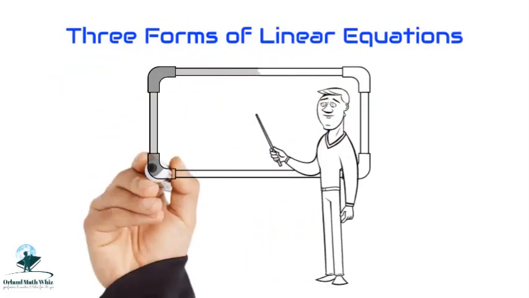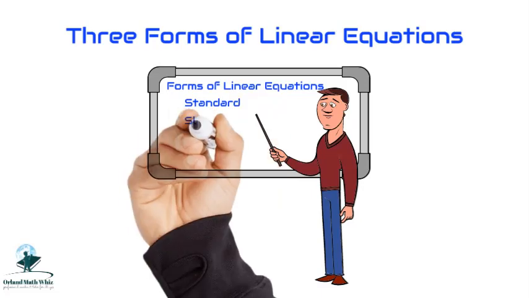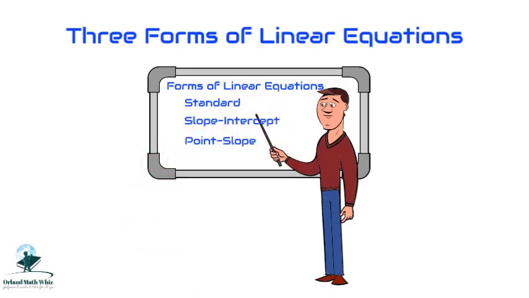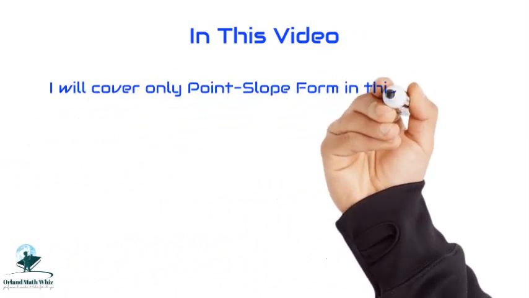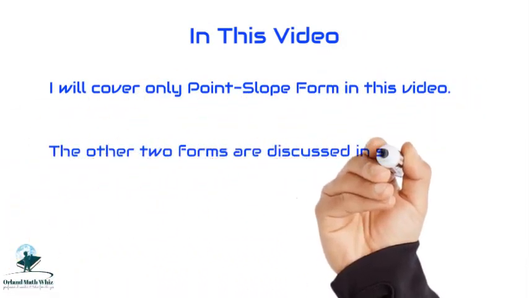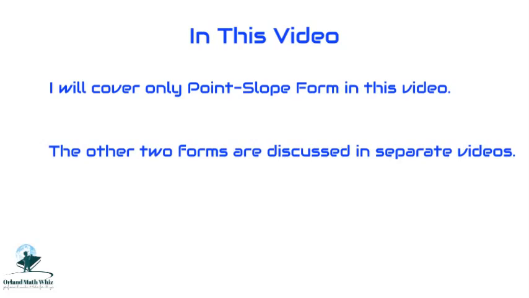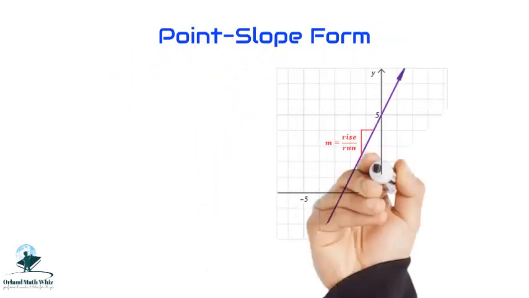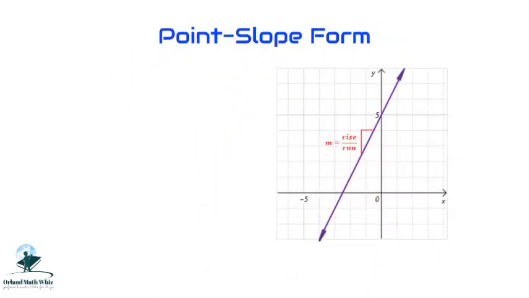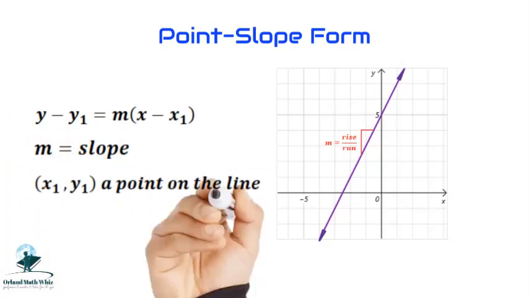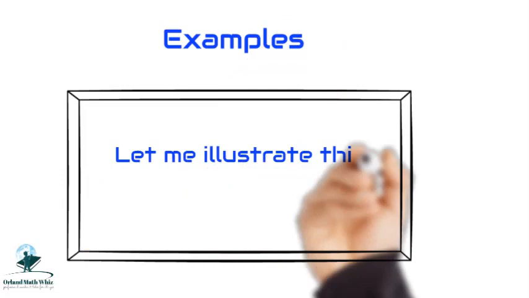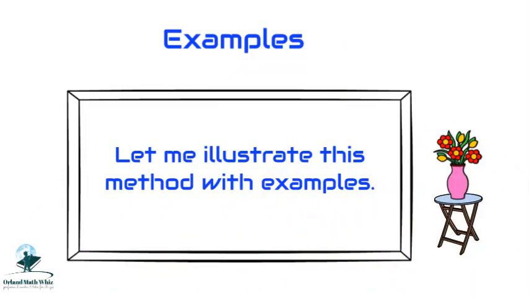There are three forms of linear equations: standard form, slope-intercept form, and point-slope form. I will cover only point-slope form in this video. The other two forms are discussed in separate videos. The point-slope form of a linear equation is y minus y sub 1 equals m times the quantity x minus x sub 1. m is the slope. (x sub 1, y sub 1) is a point on the line. Let me illustrate this method with examples.